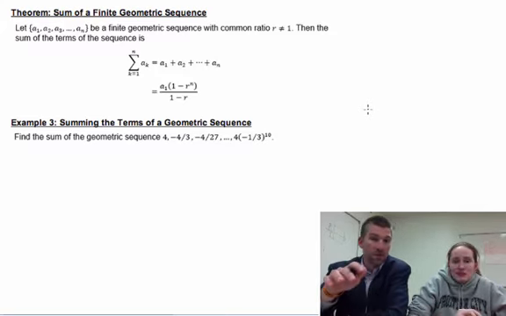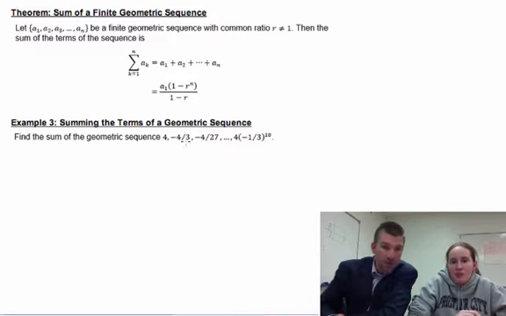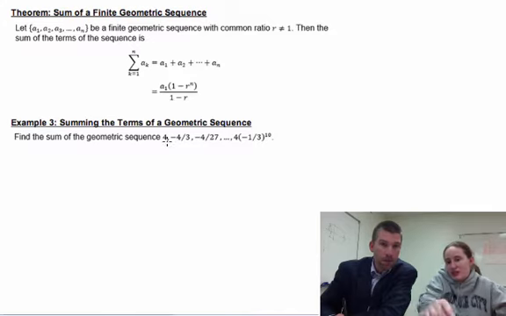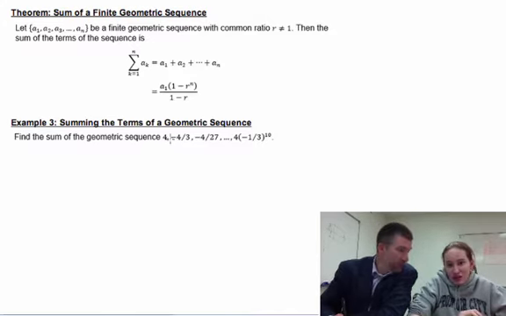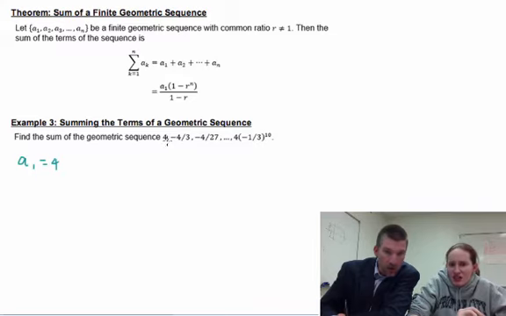But you gotta have some of that basic information, which we are given in our problem. So find the sum of the geometric sequence. Now this could be tricky with the dots, but we'll actually see that they helped us out. Okay, so first term, A1, is 4. So we've got that sorted out, no problem. Now I just need R. Looks like from 4 to negative 4/3, I'm going to say R is negative 1/3.